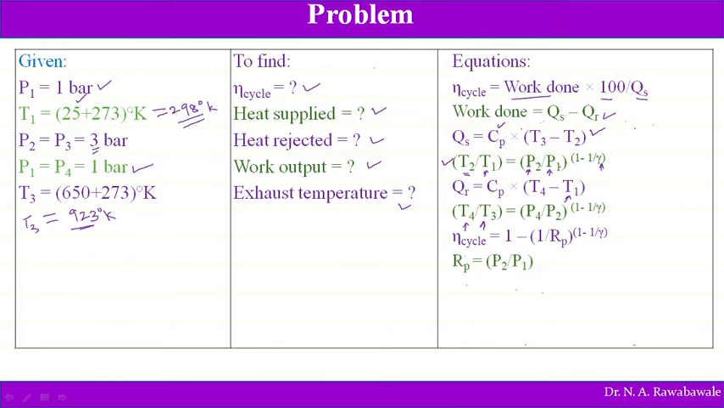Heat rejected is known, heat supplied is known, then work done can be obtained. So work done is known, heat supplied is known, cycle efficiency can be obtained. So this same cycle efficiency is given by another formula, that is 1 minus 1 divided by Rp to the power of 1 minus 1 by gamma, where Rp is the pressure ratio. So where Rp is equal to pressure P2 divided by P1.